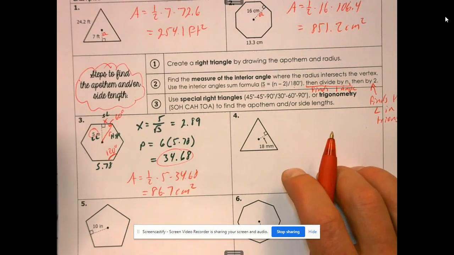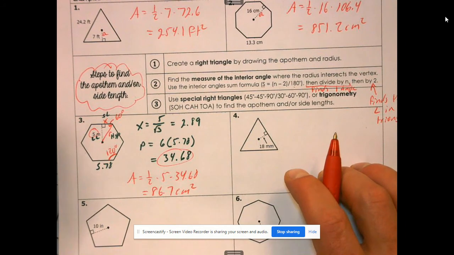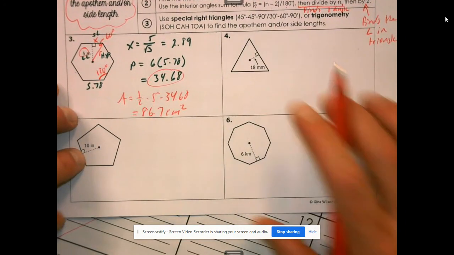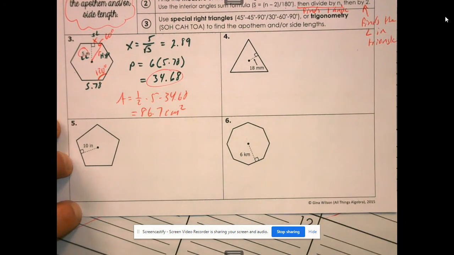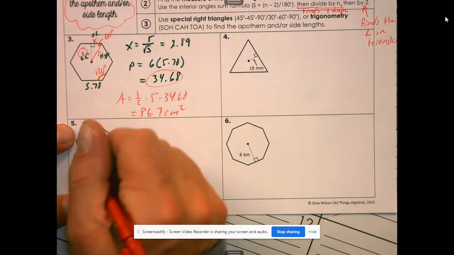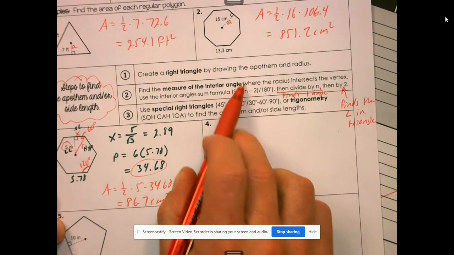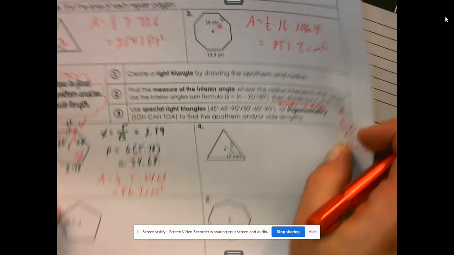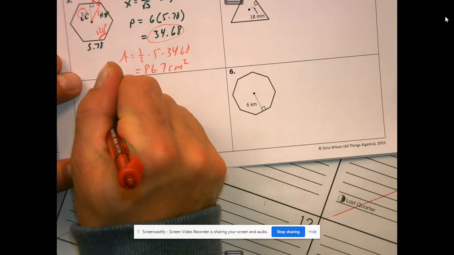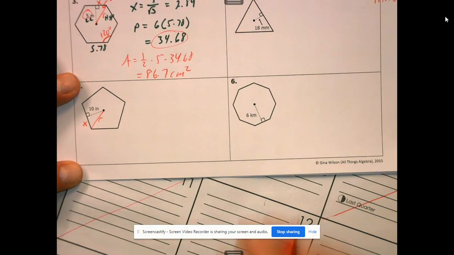All right, and for this worksheet, we're only going to do the odds. Number 5 is up next. Step 1, create a triangle. Remember, it says drawing the apothem and the radius. Do that every single time. That is the radius. That's the side length we need right there.